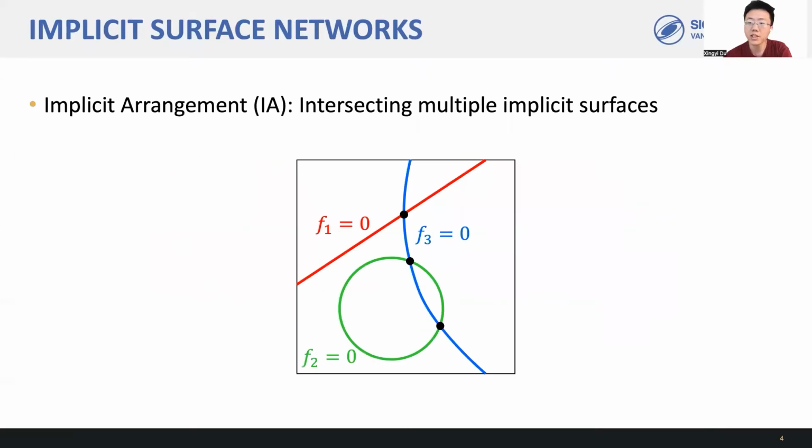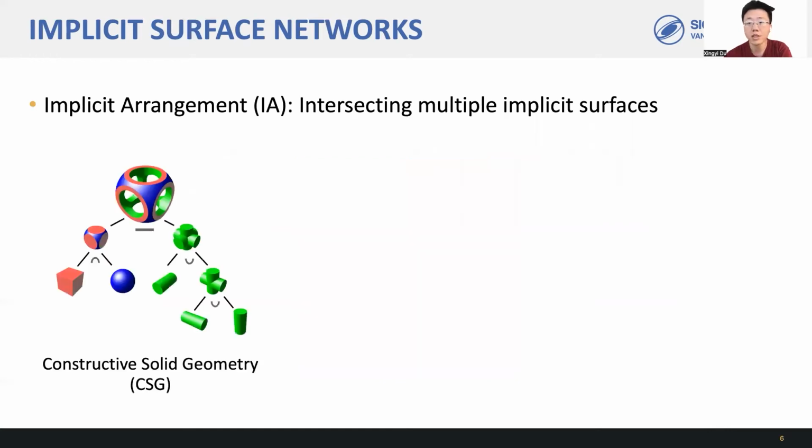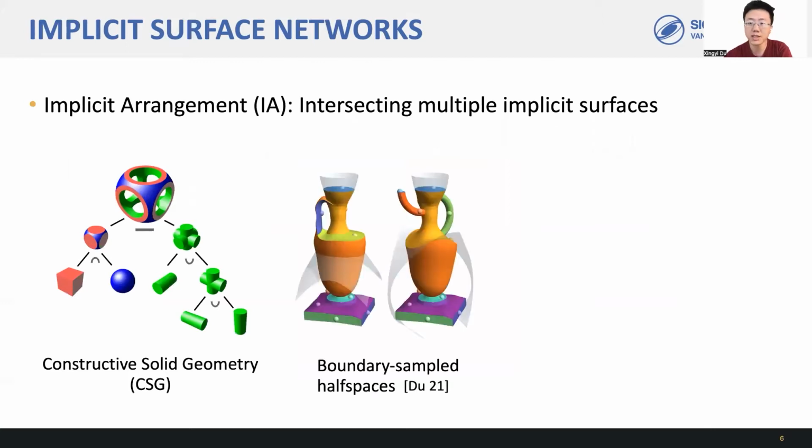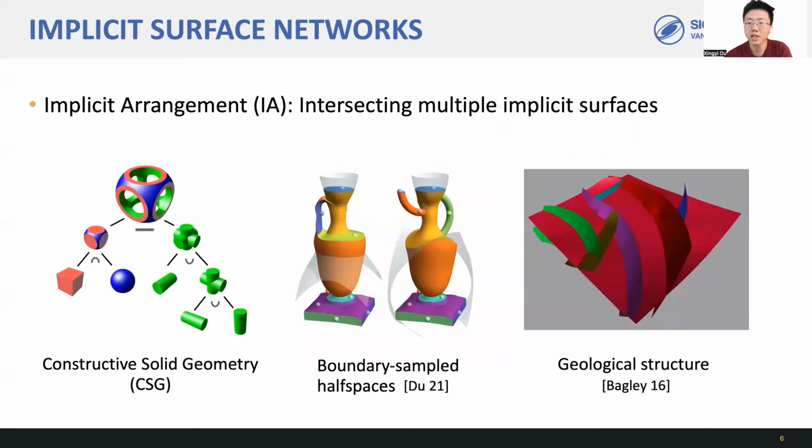One way to define such a network is by intersecting multiple implicit surfaces. The resulting surface network partitions the domain into disjoint regions. The partition structure is often known as arrangement. Implicit arrangement is useful for modeling piecewise smooth shapes. This can be done using traditional CSG operations or using a graph optimization approach that we introduced in SIGGRAPH last year. The arrangement can also be used to model intersecting structures such as geological faults.